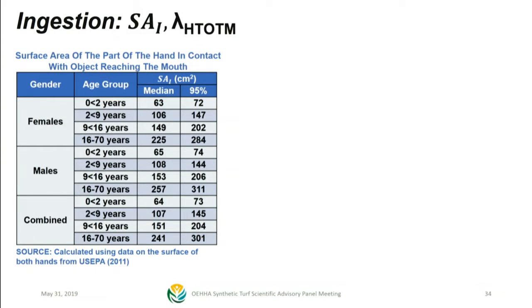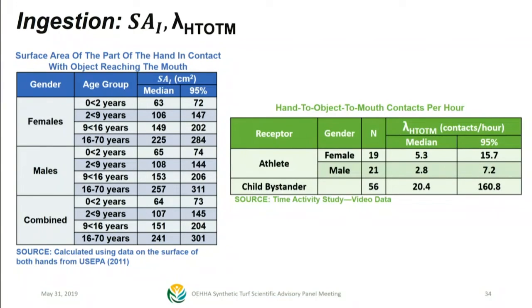So shown here is the calculated area of the hand in contact with an object. One hand is assumed, which is equal to 25% of the total surface area of both hands. So these values were derived by multiplying the total surface area by 25%. This table shows the derived hand-to-mouth contacts per hour for athletes and child bystanders from the video data and archived video data. Coaches, referees, and adult bystanders are expected to have negligible exposure through this pathway.